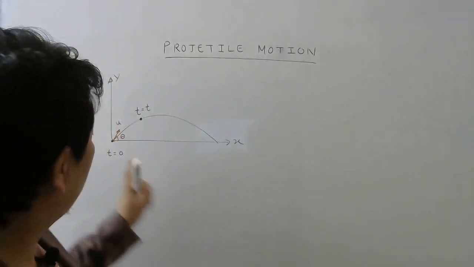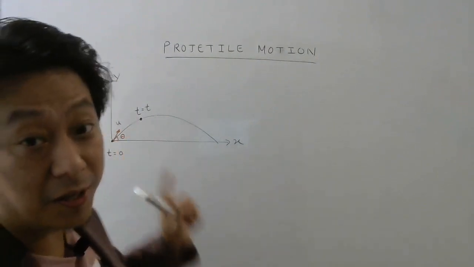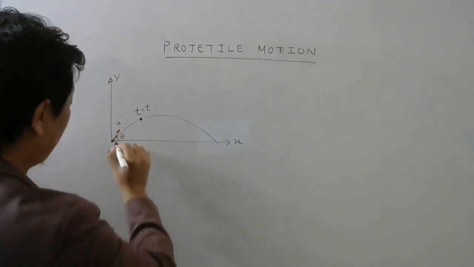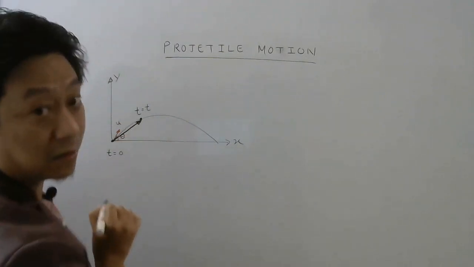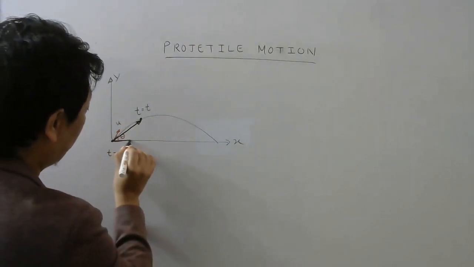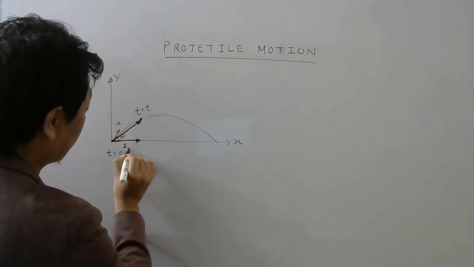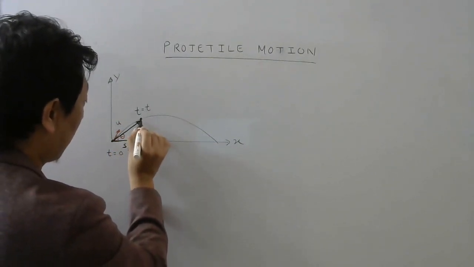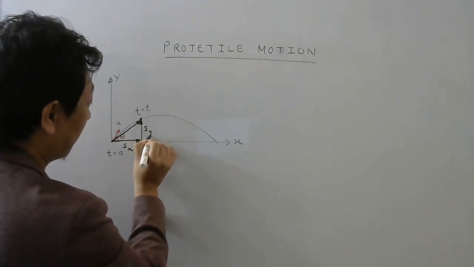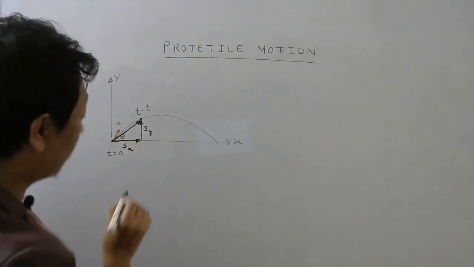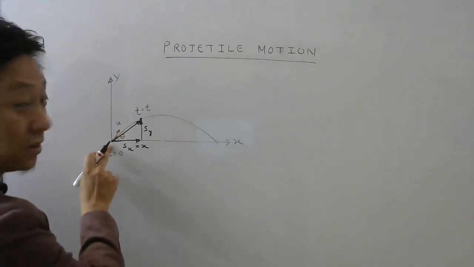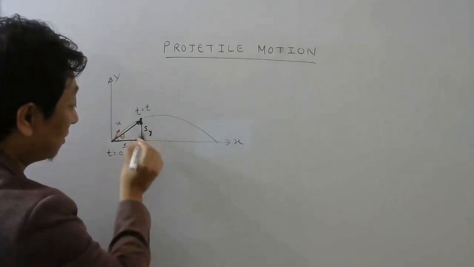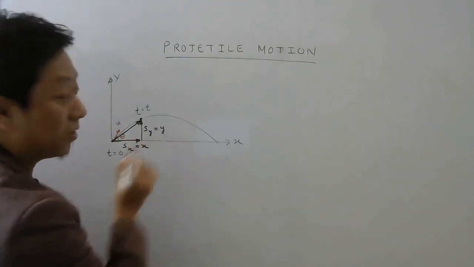Now let us say the particle goes from here to here in time t. Then the actual displacement is this, right? Then this will be your x component of displacement sx, and this will be your y component of displacement sy. As I have shown you before, this sx is also the x coordinate because the particle starts from origin, and this can also be written as the y coordinate.